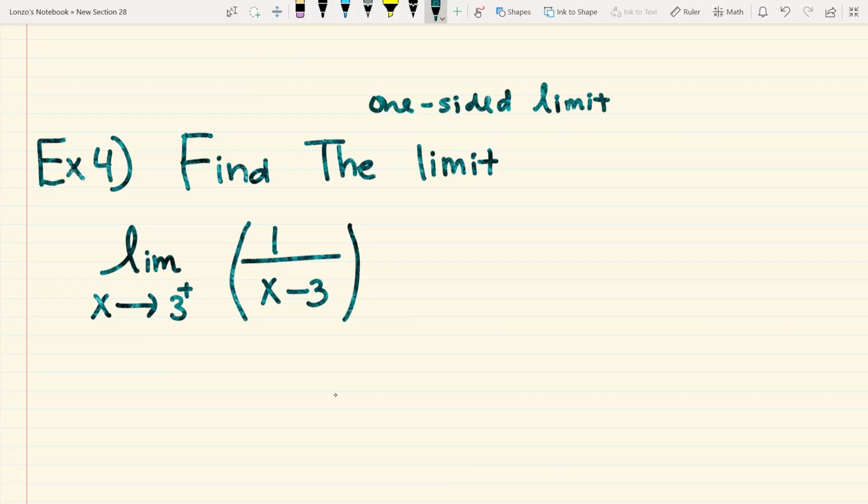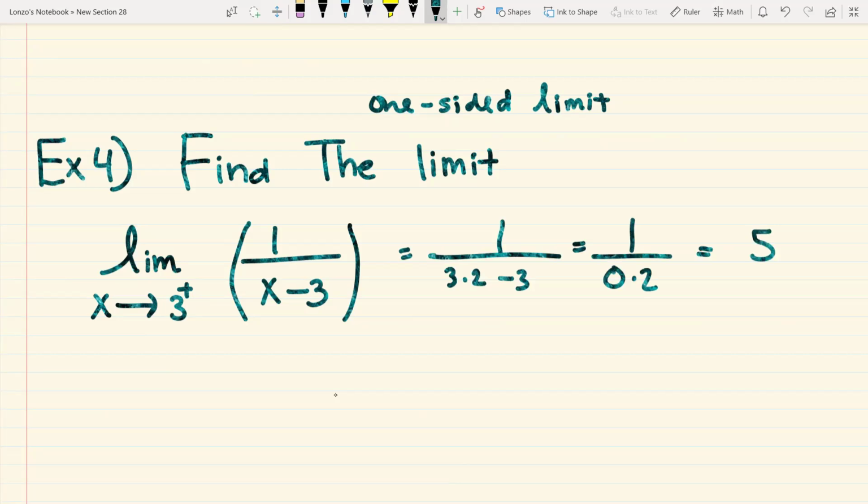This is a rational function. Or what you could do is plug in an x value. So it's 3 to the right. So what you could do is plug in an x value slightly larger than 3. I wouldn't use 4. I would do something slightly larger than 3. So maybe like 3.2. So if I put 3.2, it would be 3.2 minus 3. And then 3.2 minus 3 is 0.2. And then if you put 1 over 0.2, it comes out as 5.